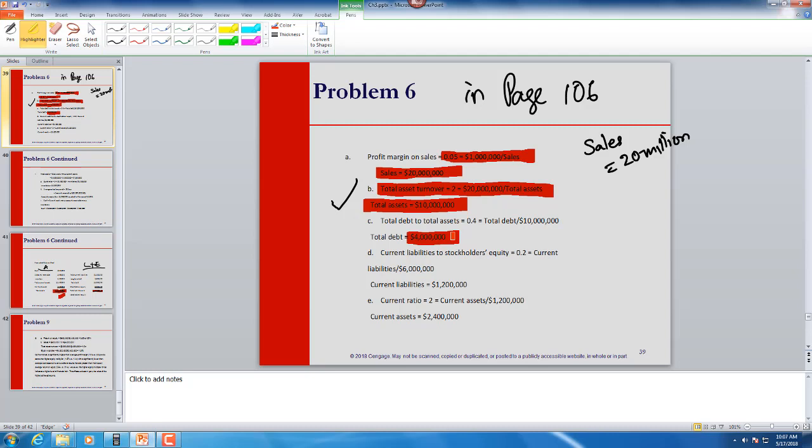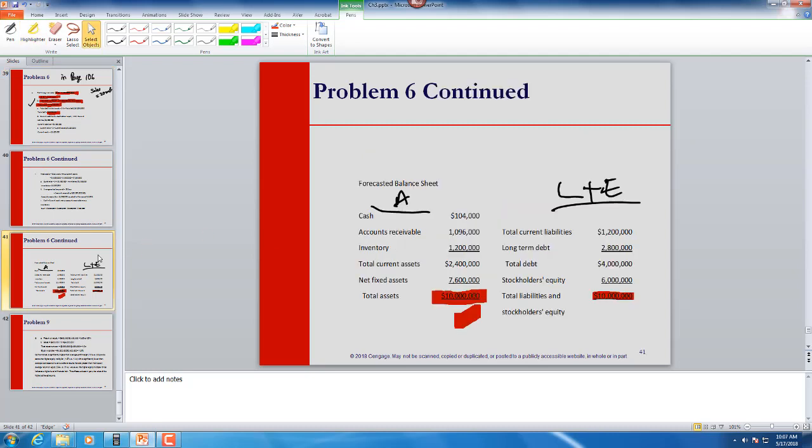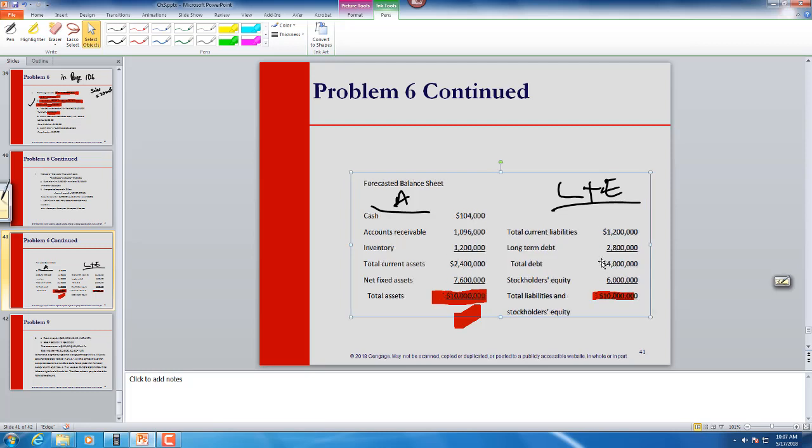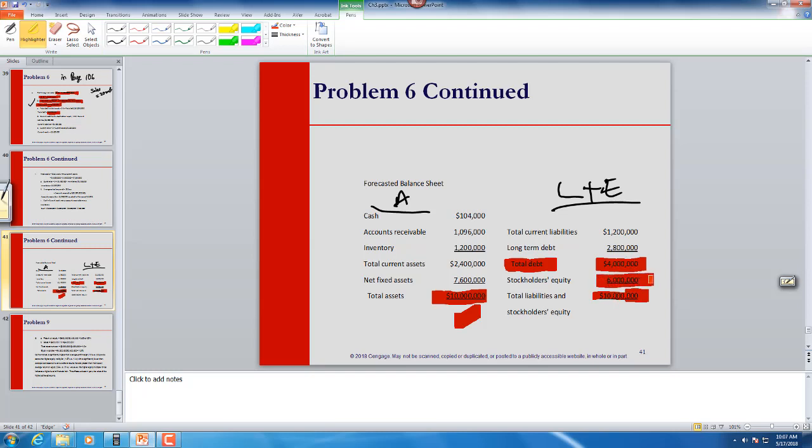So let's go back there. Debt is 4 million. Okay, wait a minute. We know debt is 4 million. We calculated this there. That means 10 million is total liabilities and shareholders' equity. Debt is 4 million. The difference between them is 6 million, which is shareholders' equity. See? One step at a time, we can fill out the balance sheet one step at a time.